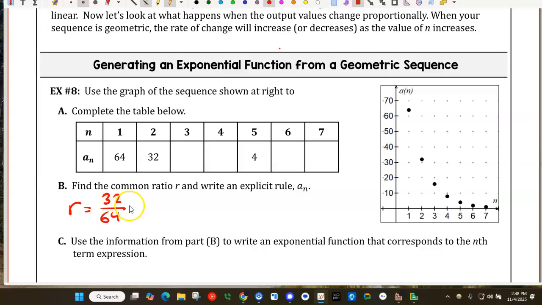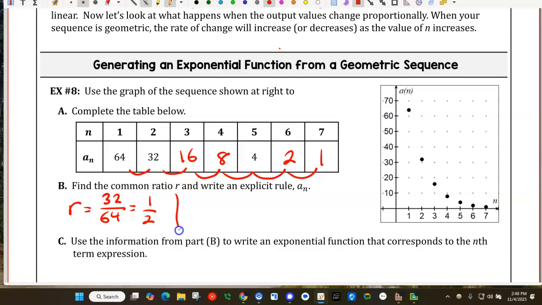Right? So 32 over 64 is exactly 1/2, which we really need here because we can't tell by looking at these points what they exactly are because of the scale counting by tens. So we really need that. So we can just take half of each of these. So half of 32 is 16, right? Half of 16 is 8, and then half of 8 is 4, right? And half of that, and half of that. So we can come up with all our missing terms just by knowing the common ratio.